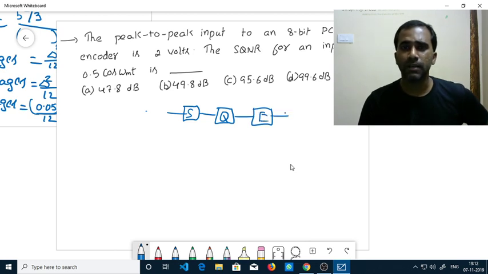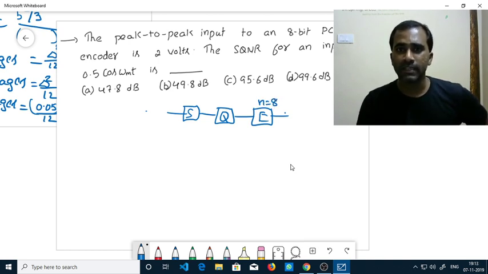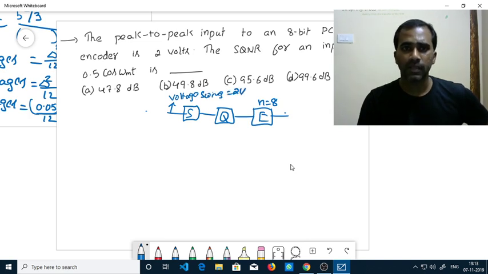It's an 8-bit PCM system, which means n equal to 8 is given. Peak to peak input means the peak to peak voltage here is 2 volts, which means the voltage swing. They are assuming the voltage swing to be 2 volts. So here they are giving us the information of voltage swing. Then, SQNR for an input of 0.5 cos omega m t.